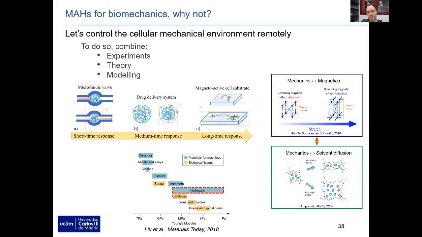Something we realized is that there are many different biological processes where mechanics plays an important role. When we look at these different stiffness ranges, we realize that maybe using hydrogels, we are playing in the same system. By using these hydrogel-based systems, we can have a good interaction, by means of stiffness, mimicking the mechanical properties of the biological tissues. So the idea here is, let's try to control the cellular mechanical environment. Let's try to control that by applying remote magnetic fields.